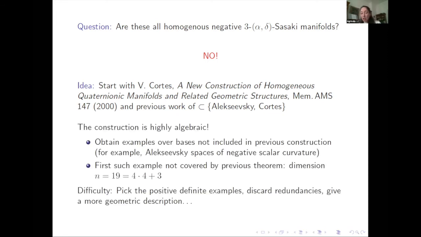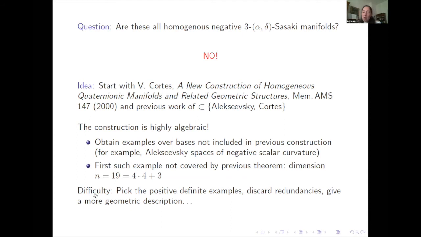Yes, we get new examples by taking clever fibrations of a base, which is, for example, an Alekseevsky space of negative scalar curvature. And you get examples which are not included in the previous construction. And the first such example, actually, which is not covered by the previous theorem, occurs in dimension 19, written as 4 times 4 plus 3.